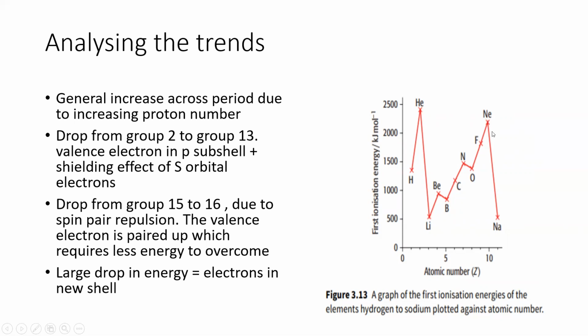If you notice, there's a large drop in the first ionization energy, which shows that the electron is in a new shell. For successive ionization energy, it's the reverse: if there's a large increase in ionization energy, that means an electron is being removed from a new shell. So from lithium to helium, it's in another shell. There's one entire electron shell being removed, hence there's a large increase in energy.